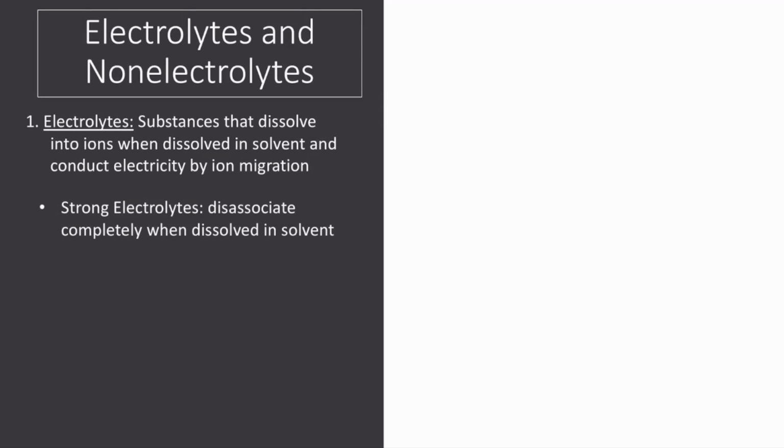We have two types of electrolytes. One is strong electrolytes, which dissociate completely when dissolved in solvent. For example, hydrochloric acid is a strong acid, sodium hydroxide a strong base, and potassium chloride a salt. When these are put with water in a solution, these become strong electrolytes because their ions dissociate completely. And notice that they have the state AQ for aqueous solution with water.